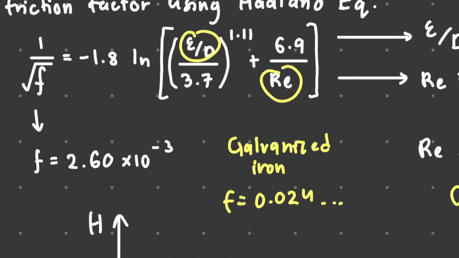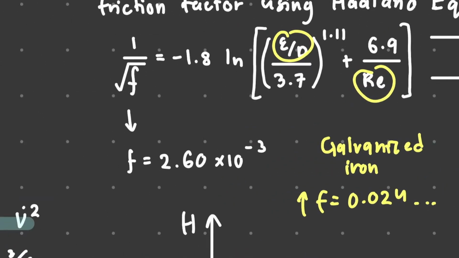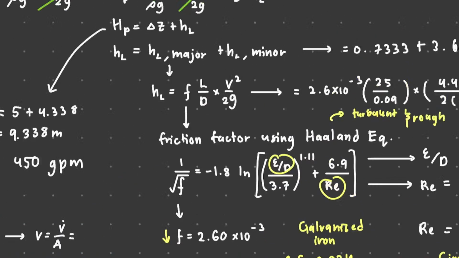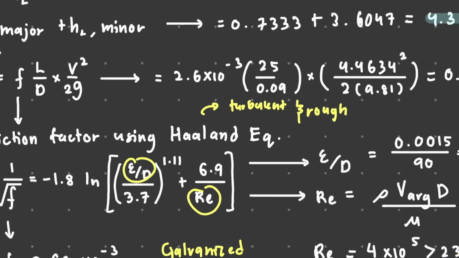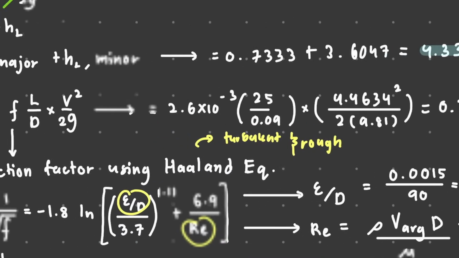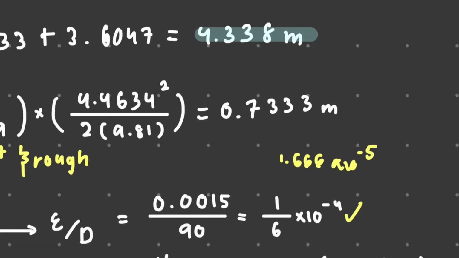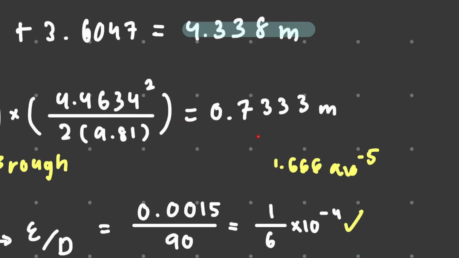So this is much higher friction than this. So this is lower friction. So my version has lower friction. Okay, so we know this value. We can input this value into the equation. We will find that the major head loss is actually 0.73.